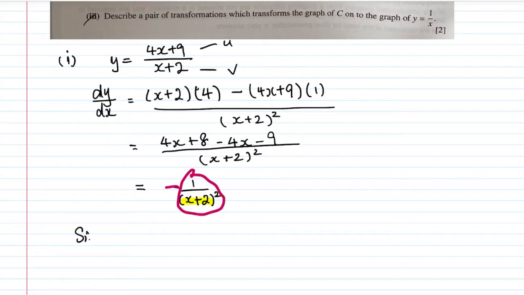So your answer will be something like this. Since dy/dx is equivalent to negative 1 over (x + 2) squared, if you want to put it in inequality form, you'll just put less than 0, like this.